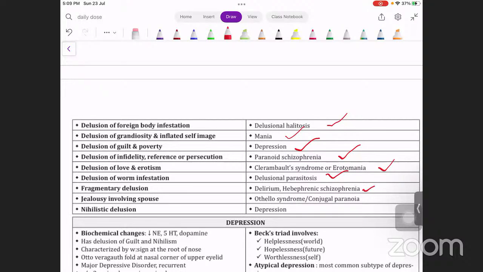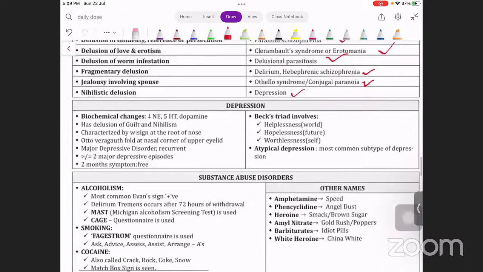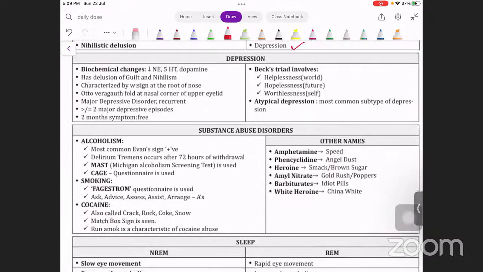And jealousy involving a spouse is Othello syndrome or conjugal paranoia. And nihilistic delusion is seen in depression. And apart from that, you may see Beck's triad in depression, where you see hopelessness, helplessness, and worthlessness. It's Beck's triad of depression. And atypical depression is the most common subtype of depression.